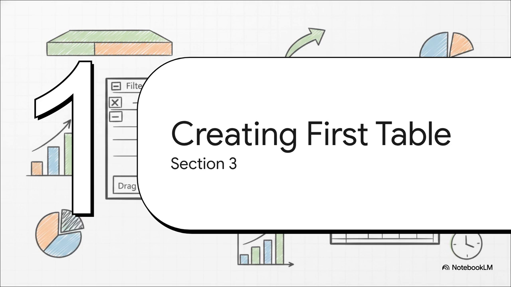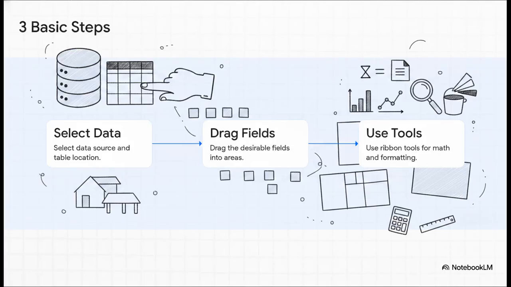Okay, section 3, creating your first table. We've got our prep data, so now it's time to take action and build this thing. Before we jump into the interface itself, I want to give you a really clear mental roadmap. Creating a table comes down to an incredibly simple 3-step journey. Step 1, you select your data source and tell Excel where you want the new table to live. Step 2, you literally just drag and drop the fields you want to look at. And step 3, you use Excel's built-in tools for any extra calculations and formatting. That's it. Just keep those 3 steps in the back of your mind.